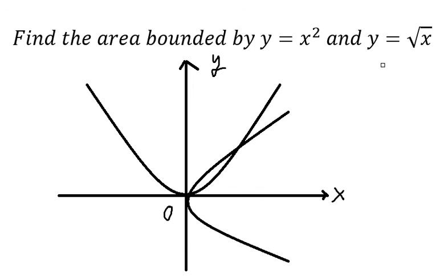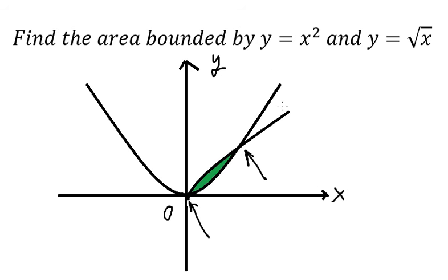Because this one just always provides positive numbers, so we just erase this one in here. And the area we need to concentrate on is this one in here. Now, we need to find the intersection between this one and this one.